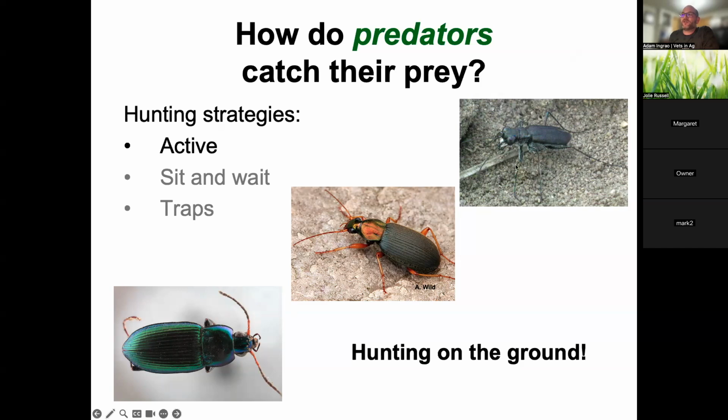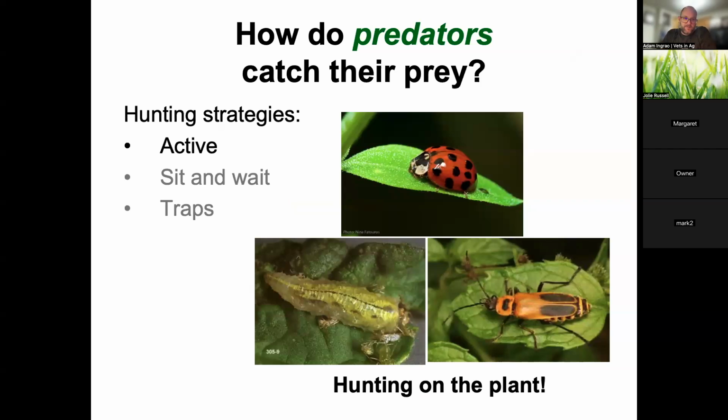The active predators that we see in landscapes are typically things like carabid beetles, ground beetles, or tiger beetles, like you see up here at the top. These are organisms that are actively hunting, meaning they are moving around constantly looking for prey items. That is an active hunter. Another example of that would be a lady beetle. Those are active hunters as well.